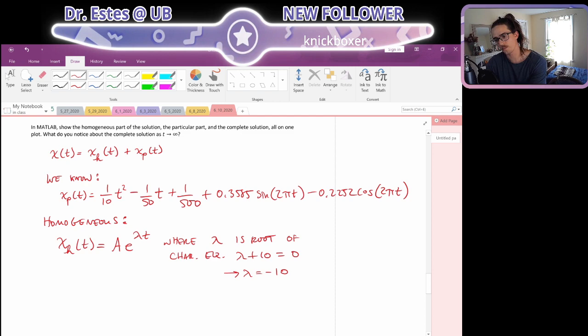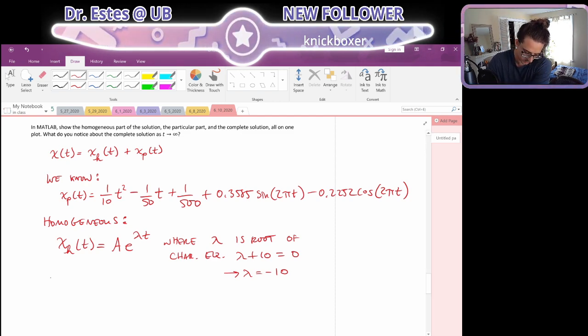So how do we get that? We use the initial conditions for the problem. So first, we should write out the complete solution.